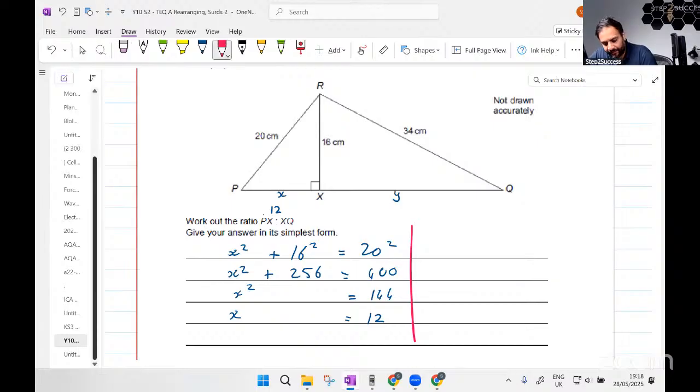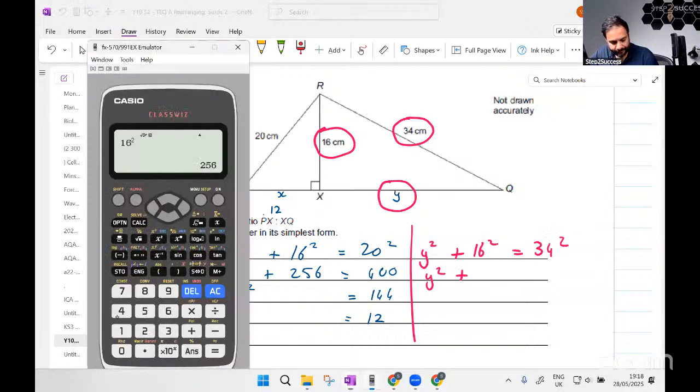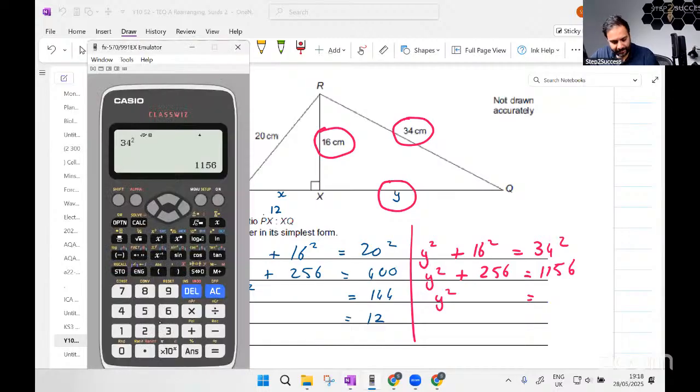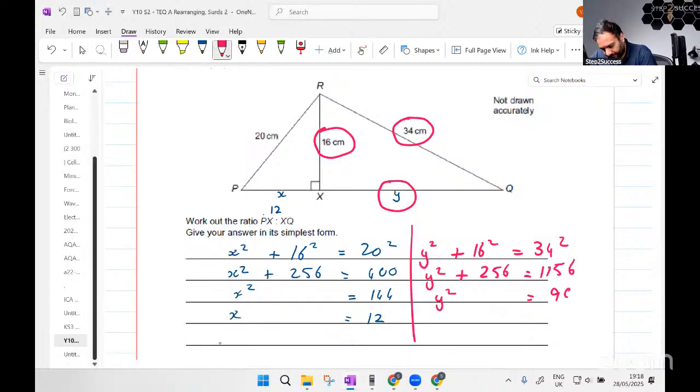Then the other right angle triangle, the same thing applies. This side squared plus this side squared equals this side squared. So y squared plus 16 squared equals 34 squared. 16 squared is 256, we knew that from before. 34 squared is 1156, which means that y squared, if you subtract the 256, is 900, which means that y is the square root of 900, which is 30.